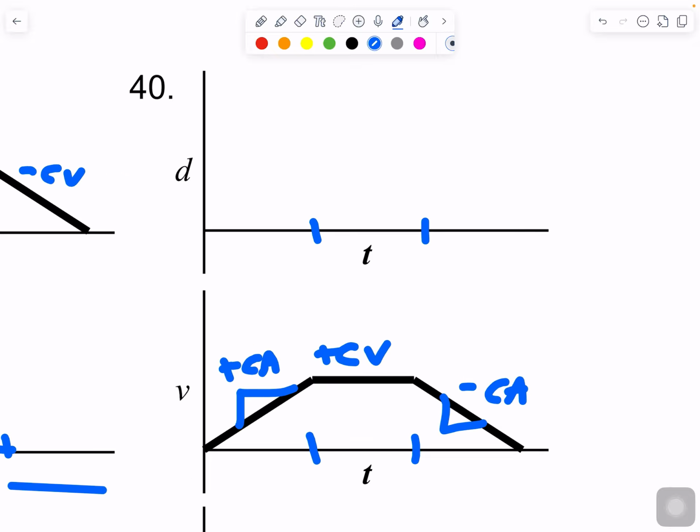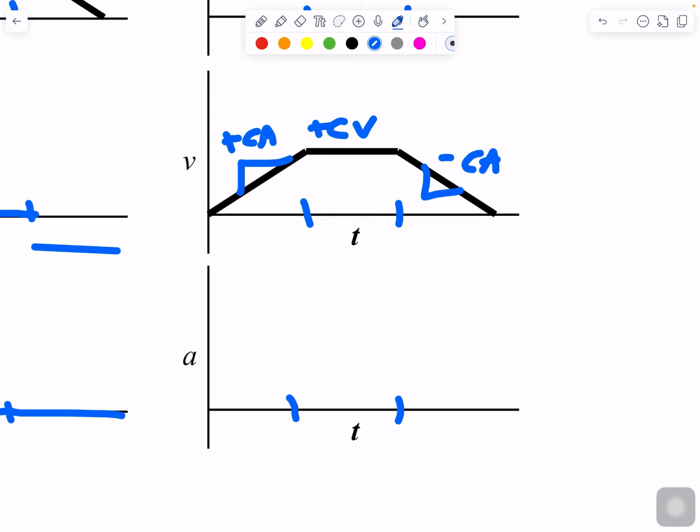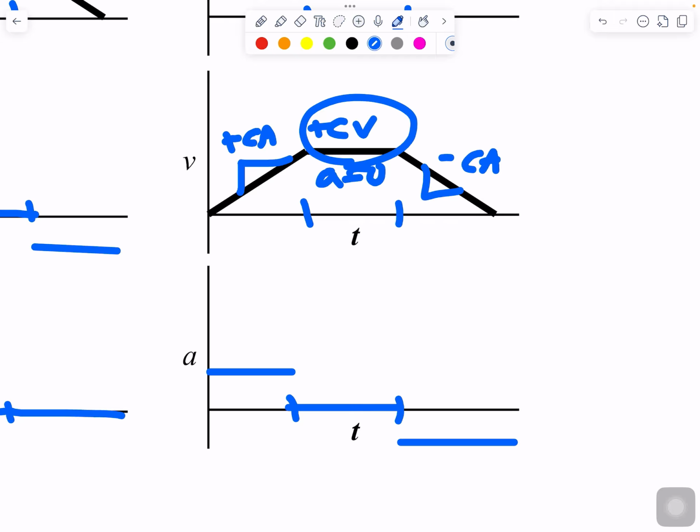So what would that be? Well, I could do my acceleration graph first. That's easy. So positive constant acceleration. Constant velocity means zero acceleration. So zero acceleration. And negative constant acceleration looks like that right there.